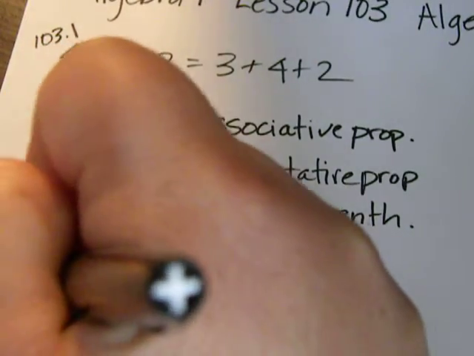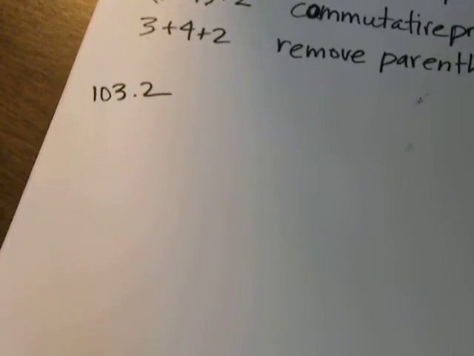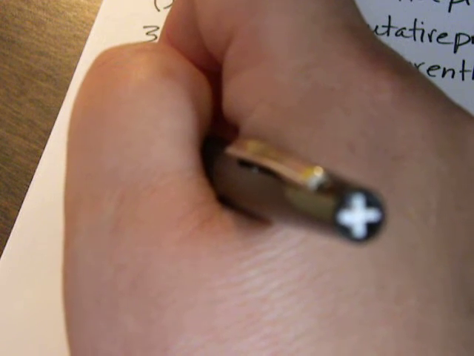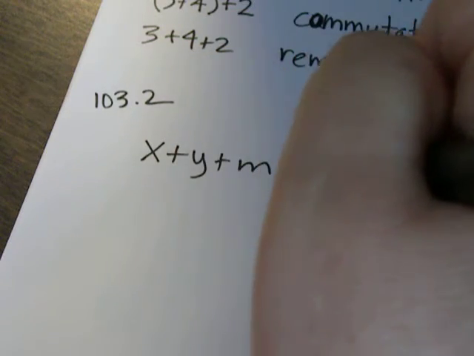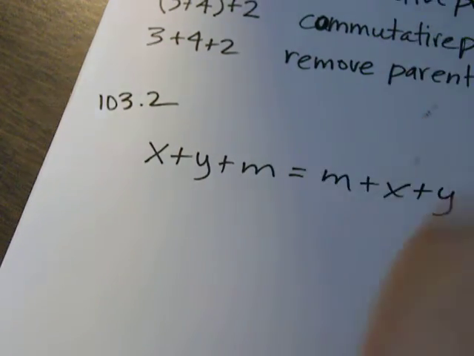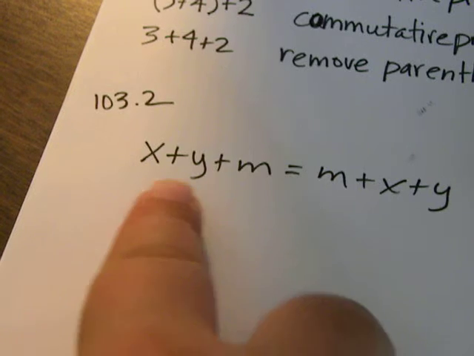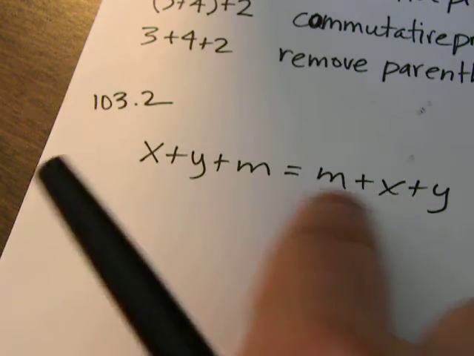Okay, that was 103.1. Now let's do 103.2. Okay, so if x, y, and m represent unspecified real numbers, use the commutative and associative properties to show that x plus y plus m equals m plus x plus y. So again, we're going to work on making this look like this.